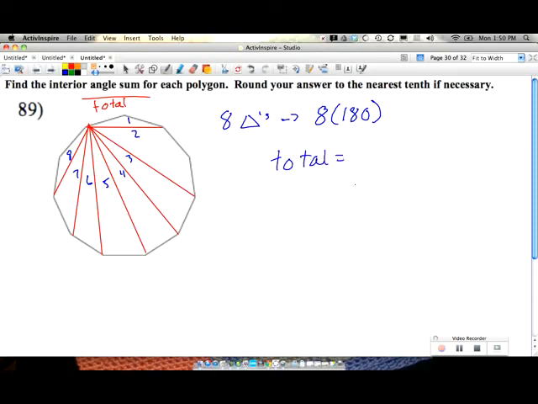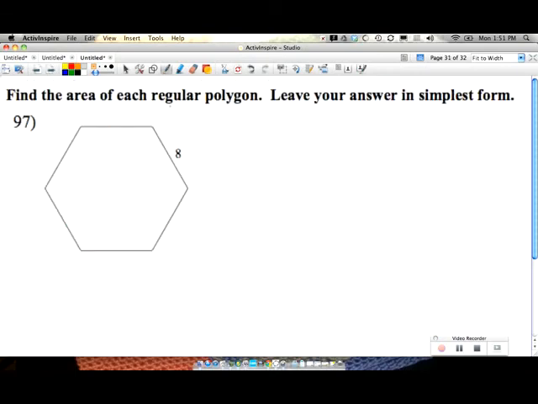Find the area of each regular polygon. This is the last one for today. Hopefully you guys have been doing pretty well here. We're going to do 2 examples of 97 and 99. So let's first look at 97. It's best if you think about this split up into triangles. And in fact, these are special triangles.